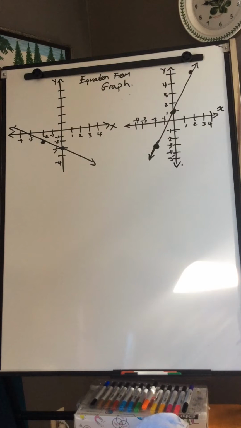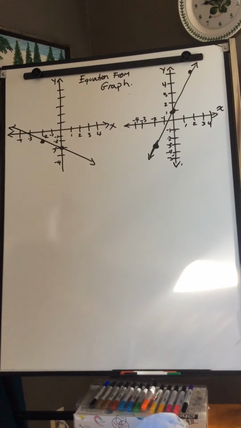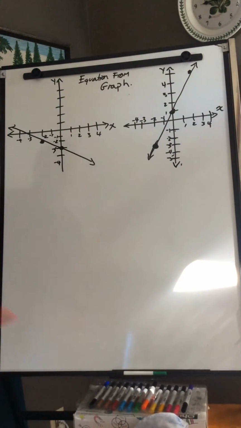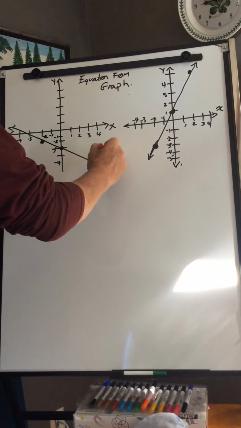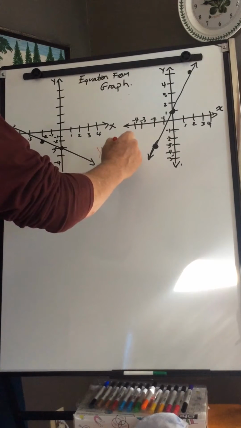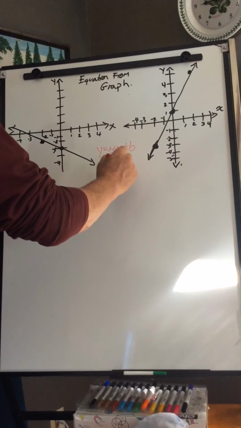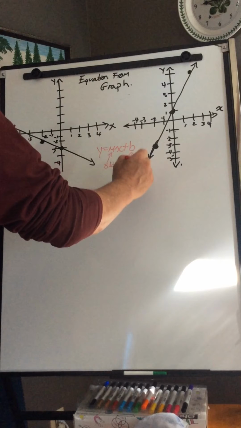On to example 3 from section 6.4, writing the equation of a linear function given its graph. So we're going to write the equation. I have two examples up here for us. We want it to be y equals mx plus b. So we need the slope and we need the y-intercept.